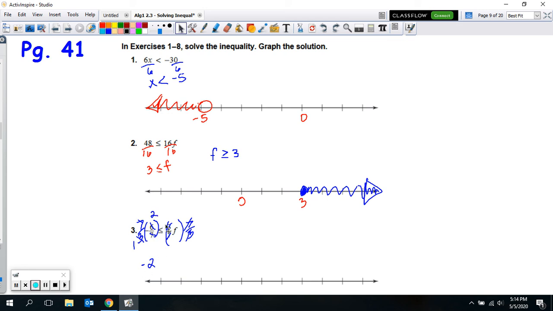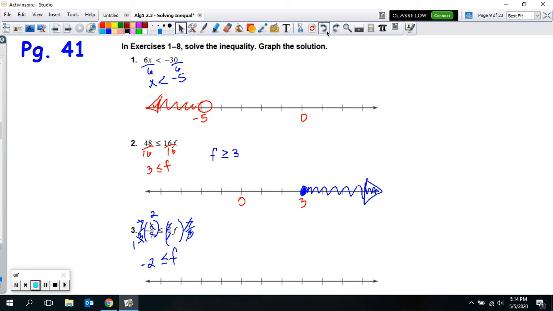And again, what about our sign here? We don't flip it because we didn't multiply by a negative. We multiplied by a positive 7/3. So that's really the key: what are you multiplying by, or what are you dividing by? If it's positive, you keep it. So we're going to keep that inequality sign facing the same direction.